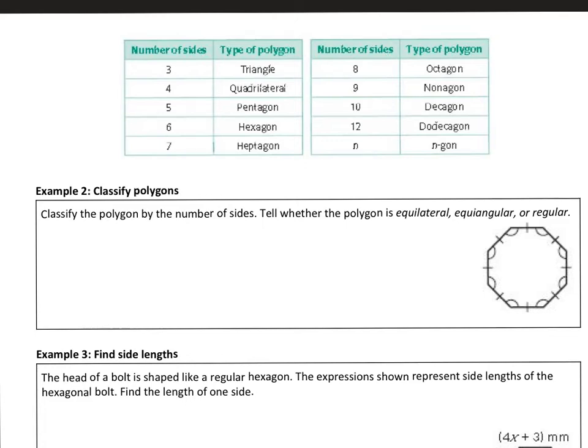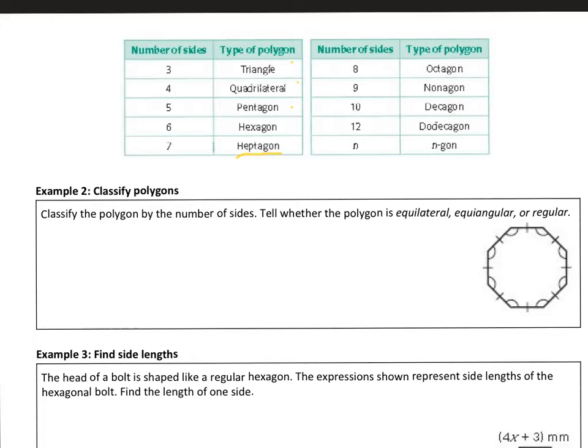Okay, so we've defined what a polygon is. Now we're going to talk about classifying polygons. So this table is a nice reminder of how we're going to classify polygons based on the number of sides. So we've got a triangle, quadrilateral, pentagon for 5, hexagon for 6, heptagon for 7.